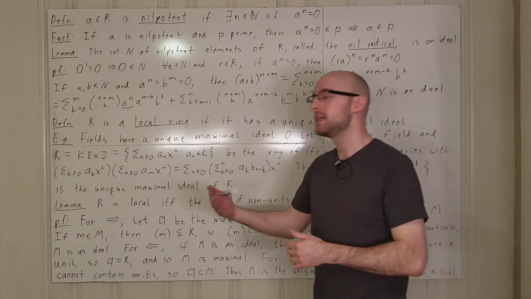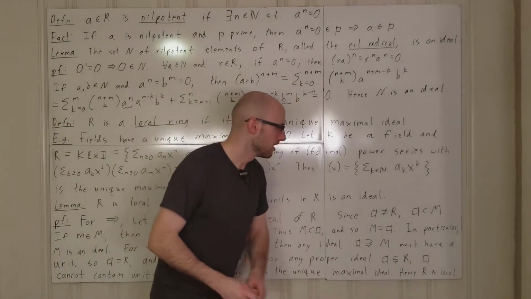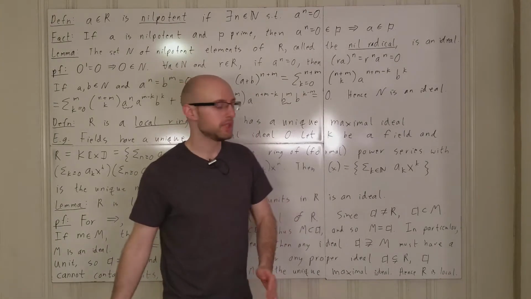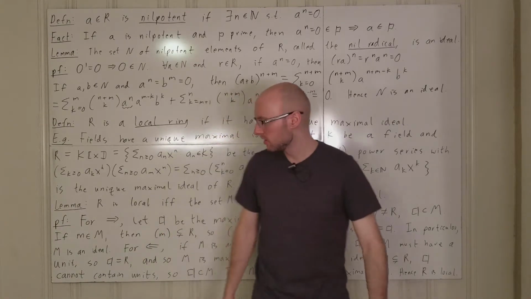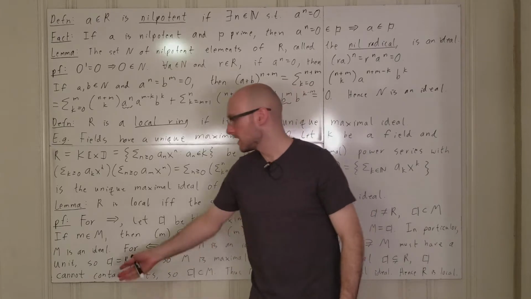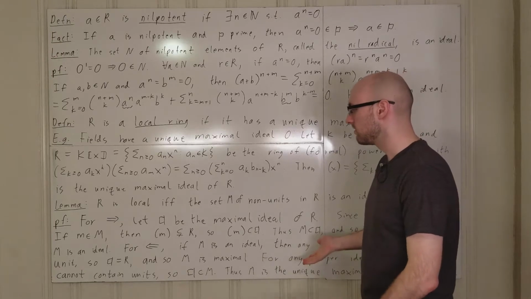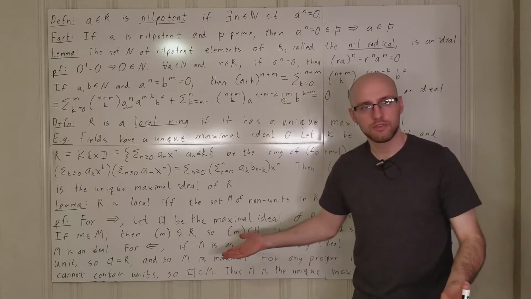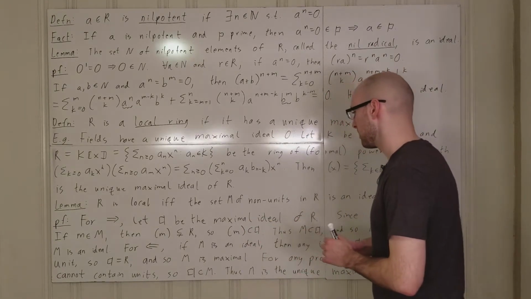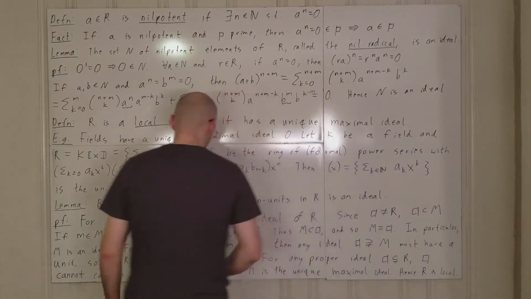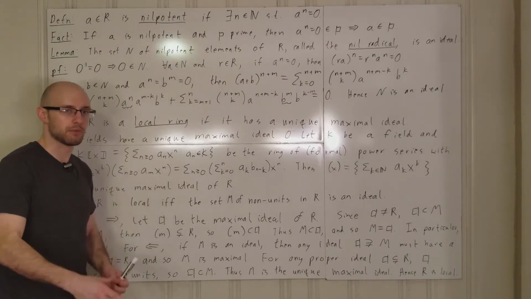We want to prove that it is the maximal ideal. So let's take any proper ideal A in R. In order to say that M is the maximal ideal, we need to prove that A is contained in M. Since A is proper, it cannot contain any units, because if it did, then it would be the whole ring. So it does not contain any units, and so it must be contained in the set of all non-units, meaning it's contained in M. So not only is M a maximal ideal, it is the unique maximal ideal because it contains every proper ideal.